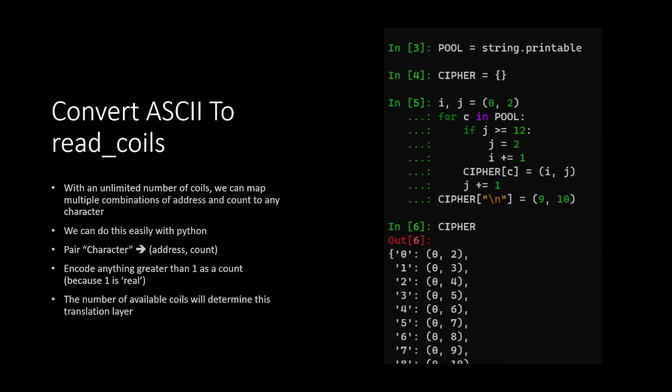So let's talk about that translation layer. We can convert ASCII to read coils commands. This is pretty easy with the ability to have unlimited numbers of coils. If we had limited numbers of coils, we would probably have to reduce the pool of data that we could send, which means we would have to play around with compression, or with which letters we could leave off to still get a proper encoded message across, and so on. But since we don't have that limitation, for whatever character, we can pair it up with an address that we want to read from, and a count that we want to read.